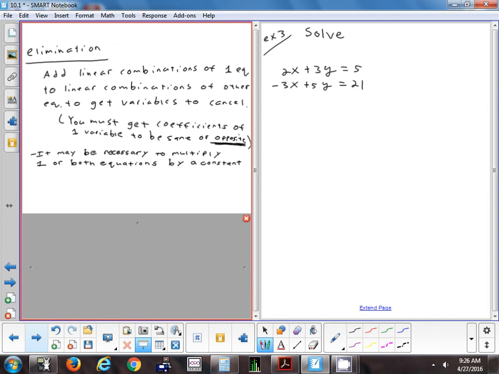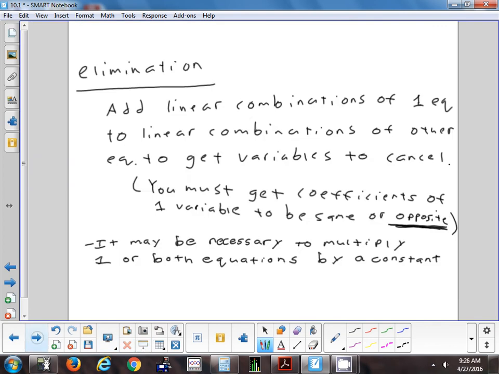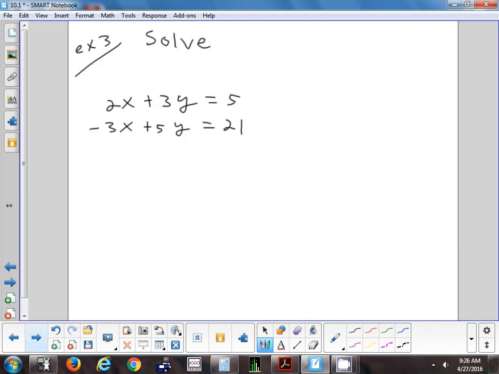Right, so with elimination, the first step is to pick a variable that you want to make the numbers in front opposites. Do you want to make the coefficients of x or the coefficients of y opposite? How about Paige? Which one do you want to do? The coefficients of x, right? So we're going to make those opposites. Does anybody see what I could multiply the top equation by to get that process started? Negative 3. Yeah, negative 3.